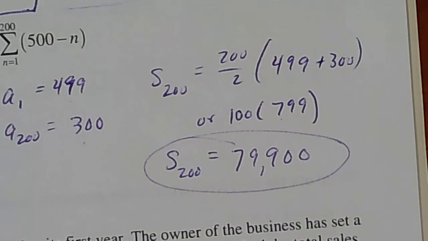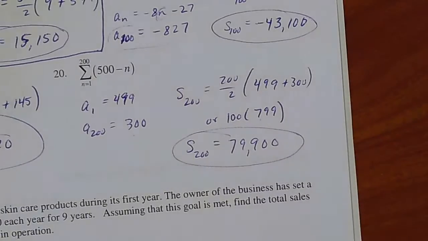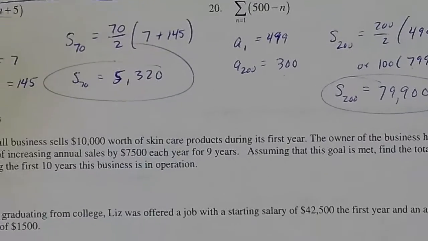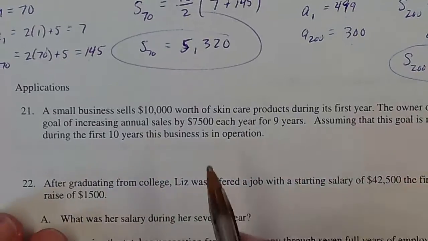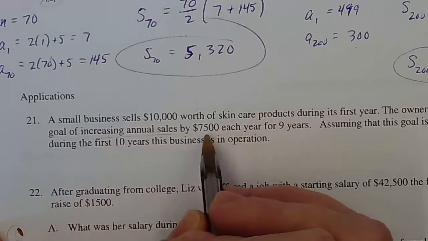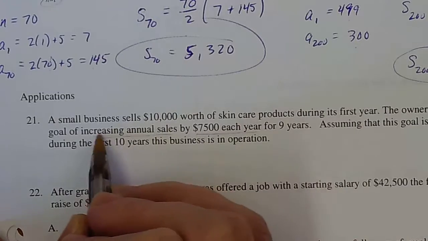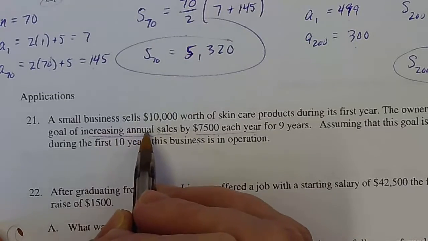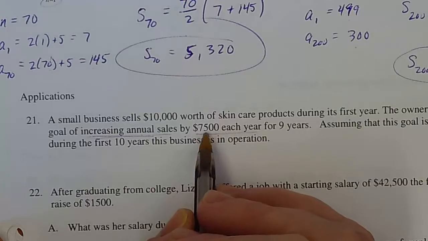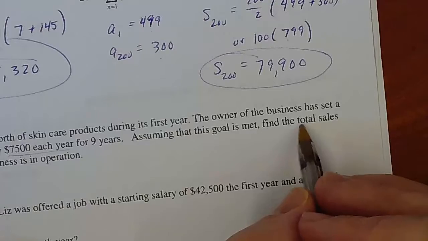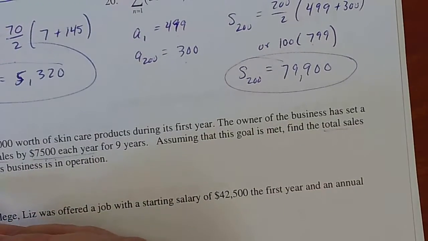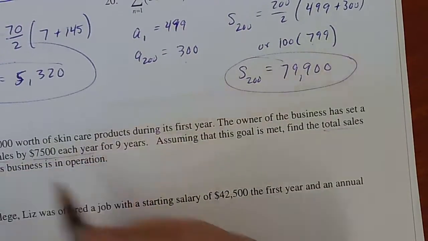Okay, 21 and 22, we're going to take these now and apply some real-world applications. So let's take a moment here to read 21 to yourself. Okay, some keywords we need to recognize. Increasing sales by a constant amount each year. They're describing arithmetic sequences here. When you increase something by a constant amount, it's a common difference. They just gave us the common difference. Then they also asked for the total sales during the first 10 years. So that means we need a sub 10.